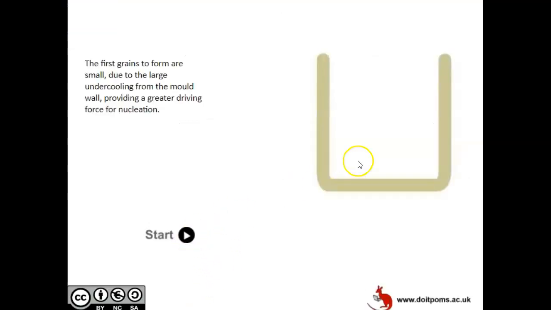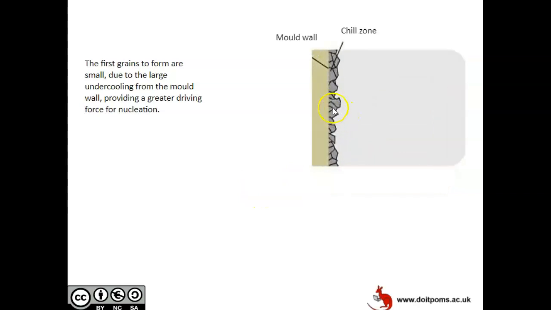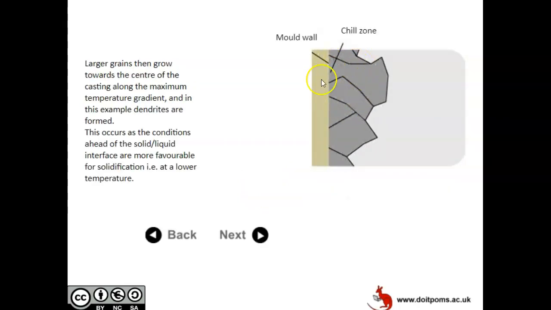Now let's have a look at this case. Imagine this is the mold and we are pouring a liquid metal into it. When we pour the liquid metal into it, initially at the surface, at the mold wall, what happens is the dendrites, the crystals, start to form, because this is known as the chill zone, where the temperature is very low as compared to the temperature of the metal. Now the grains are going to grow in the inward direction.